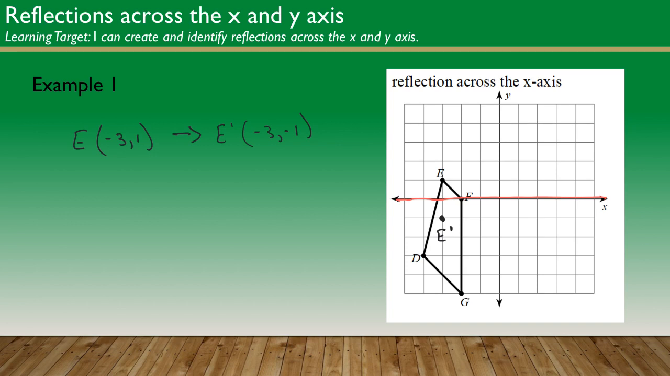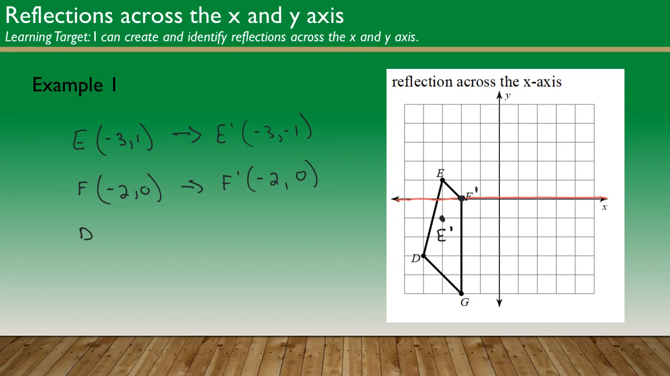Next I'm going to do F. F is originally at negative 2, 0. F prime is also going to be negative 2, 0 because it's on the x-axis. So that's also going to be F prime.